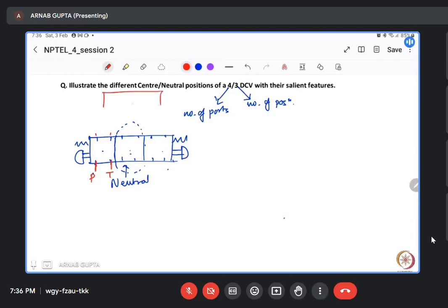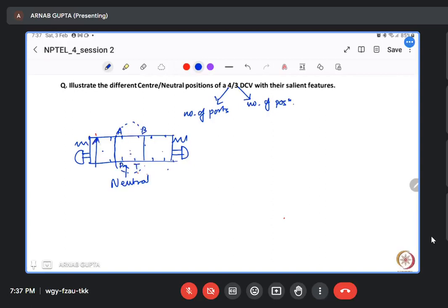Suppose you have a cylinder like this double acting cylinder, then they will be connected to the cylinder. So port A and port B are the cylinder ports. Generally, this denotation is done at the neutral position. That is, instead of denoting here, people would denote in this position P, T, A, and B.